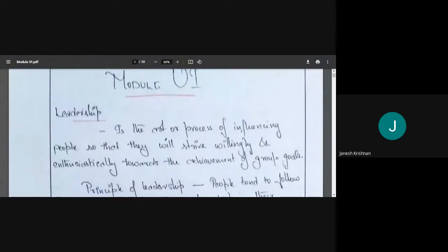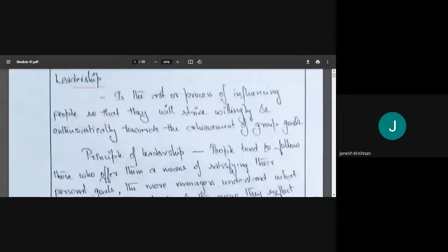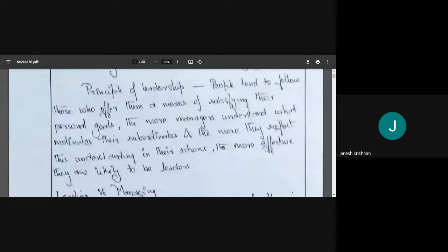And what is the principle of leadership? The principle of leadership is that people tend to follow those who offer them a means of satisfying their personal goals. So a person will follow me only if I am providing them a means to satisfy their personal goals. Then only people will follow. So basically, everyone is selfish, right? The more the managers understand what motivates the subordinates, the more they reflect this understanding in their actions, the more effective they are likely to be as leaders.